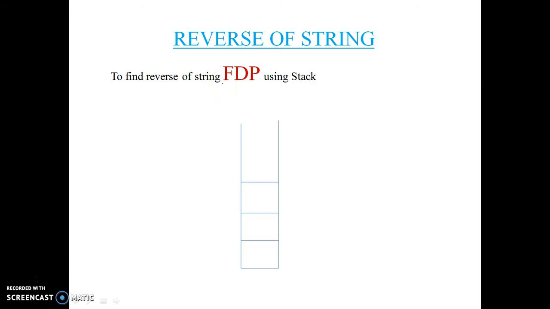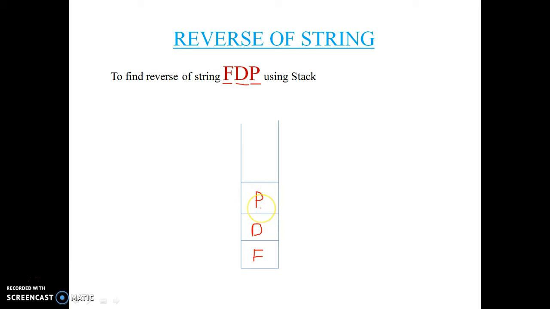The first element in the stack is F. So we insert it at the first position in the stack. F is the topmost element. Now the next element is D. We insert it above F. So now D becomes the topmost element. The next element is P and we have to insert P above D. So P now becomes the topmost element. These are the push operations on the stack.